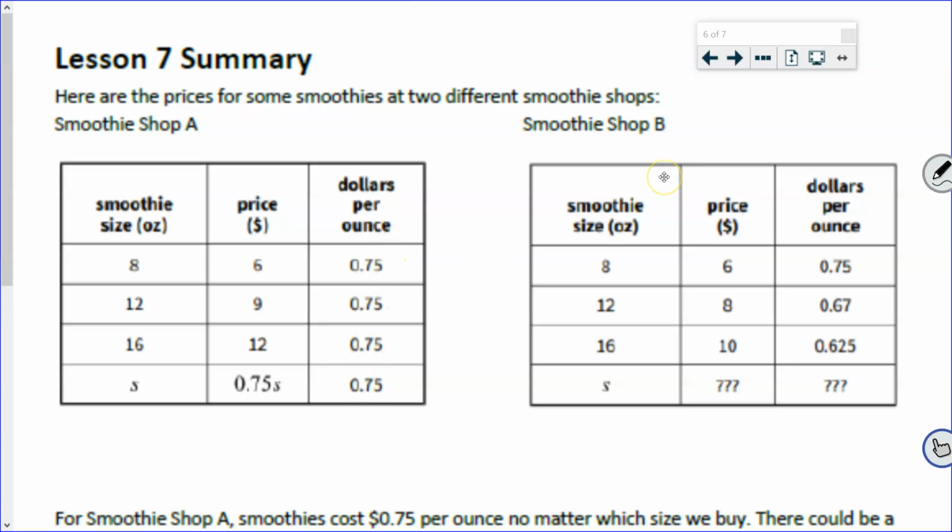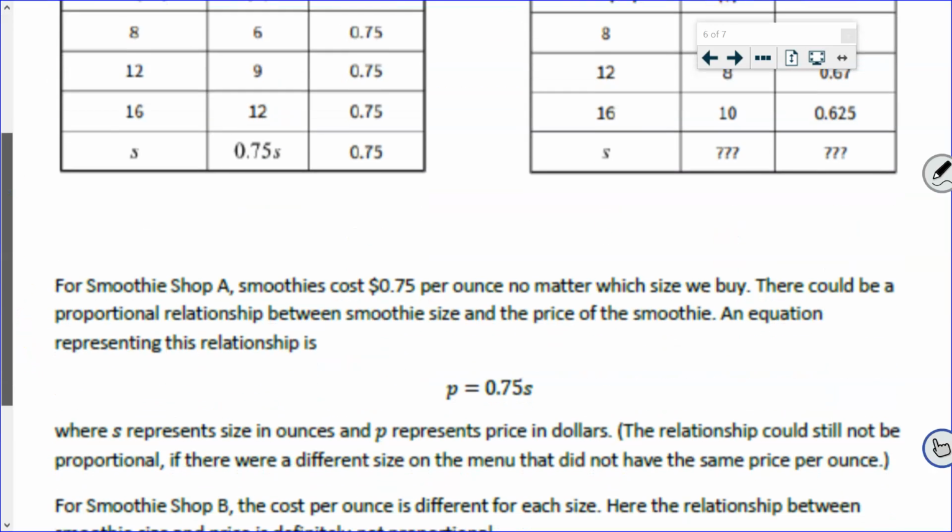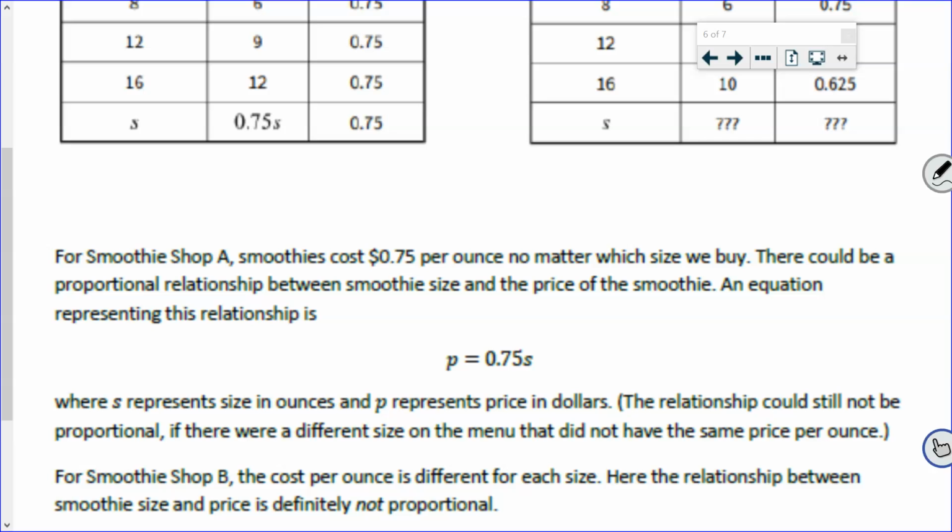In Smoothie Shop B, we have an 8-ounce smoothie, which is $6, same as the other place, so 75 cents per ounce. We have a 12-ounce smoothie that's going to cost $8. That makes it 67 cents per ounce. A 16-ounce smoothie for $10, that's $0.625 per ounce. Which one of those is proportional?